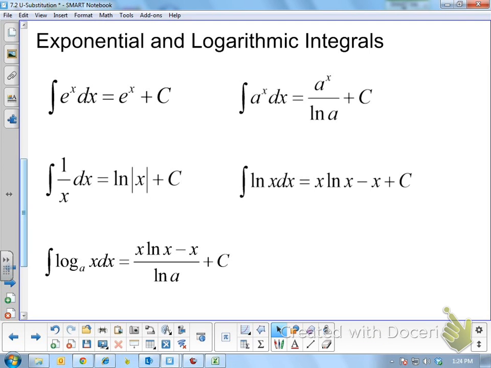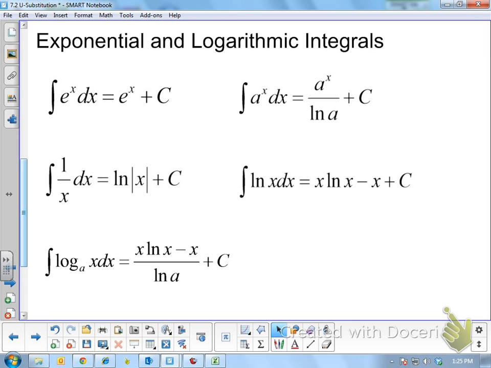Of course, the integral of e to the x is e to the x, just like the derivative of e to the x. E to the x is e to the x, plus c though. Integral of a to the x is a to the x over ln a plus c. Integral of 1 over x, which up to this point we have not been able to integrate because that's the same as x to the negative 1, is natural log of absolute value of x plus c. That's a little bit different. Before we had natural log of x, and when we took the derivative, it was 1 over x. But because you cannot take natural logs of negative numbers, we had to include that absolute value.